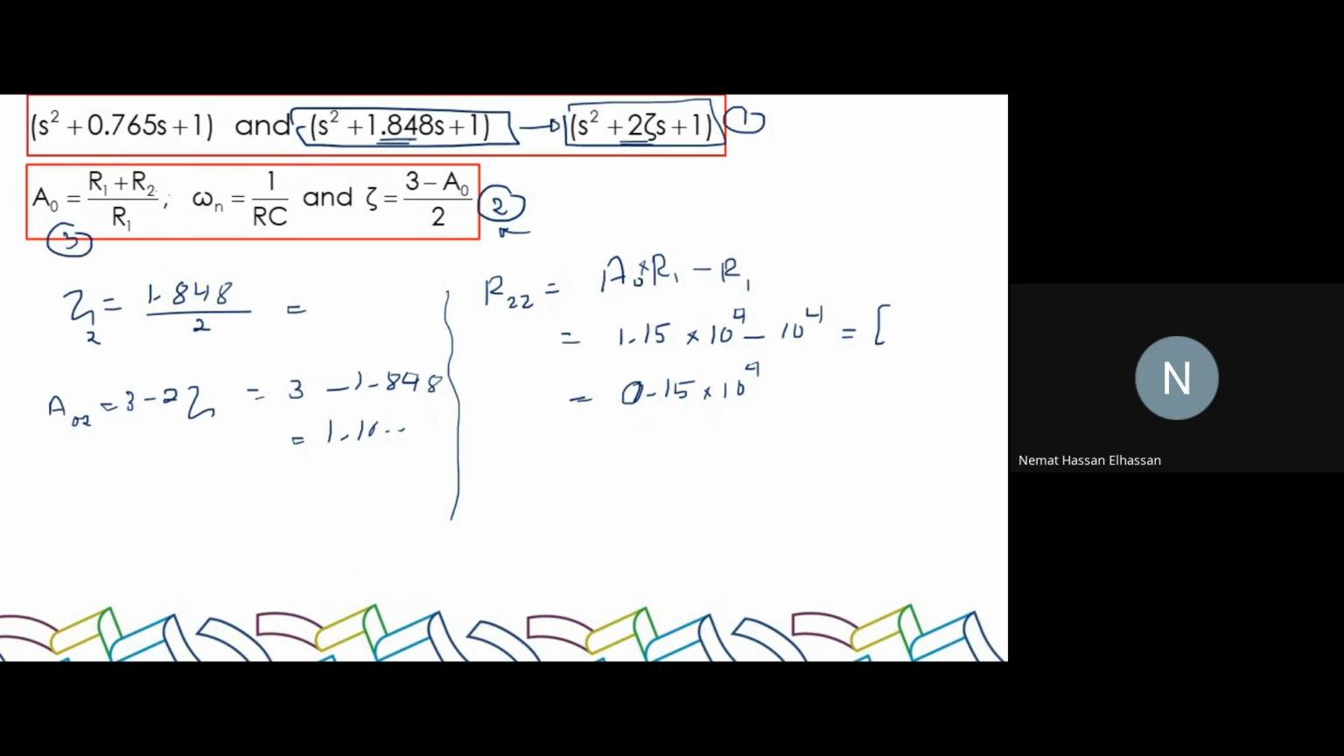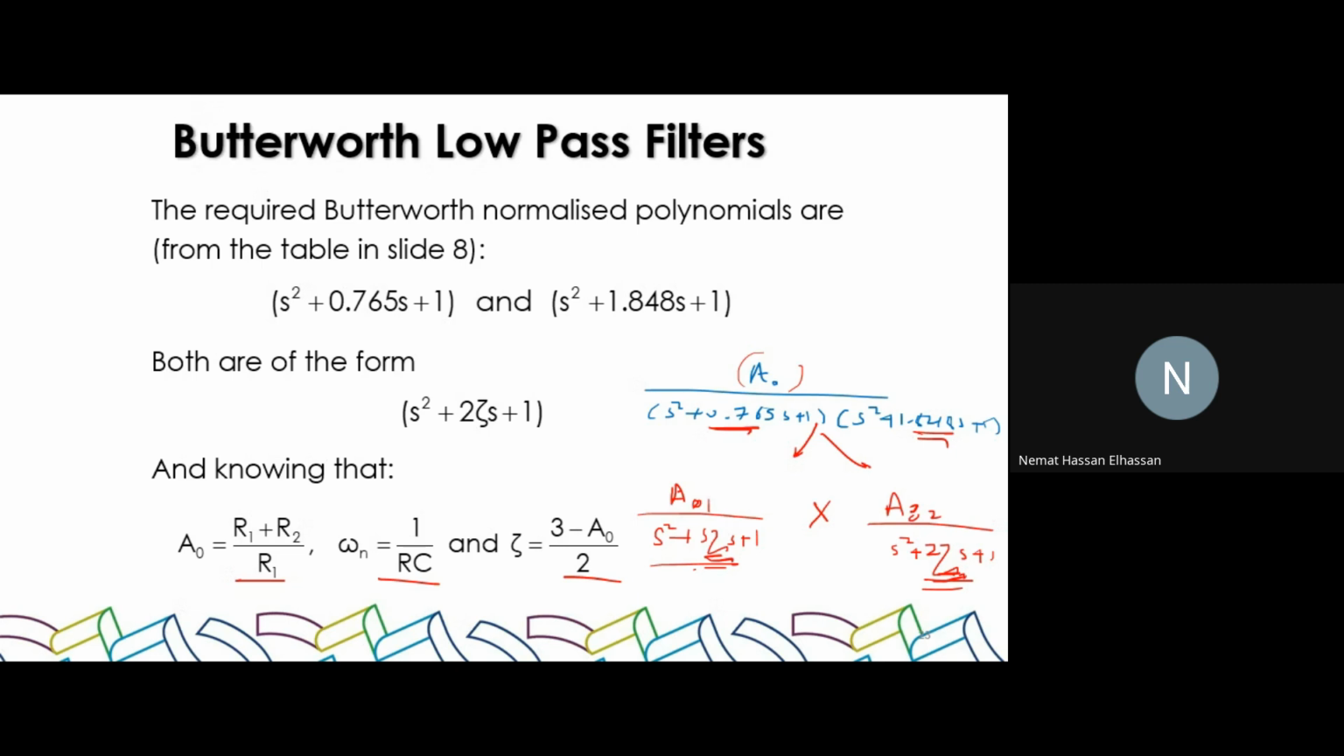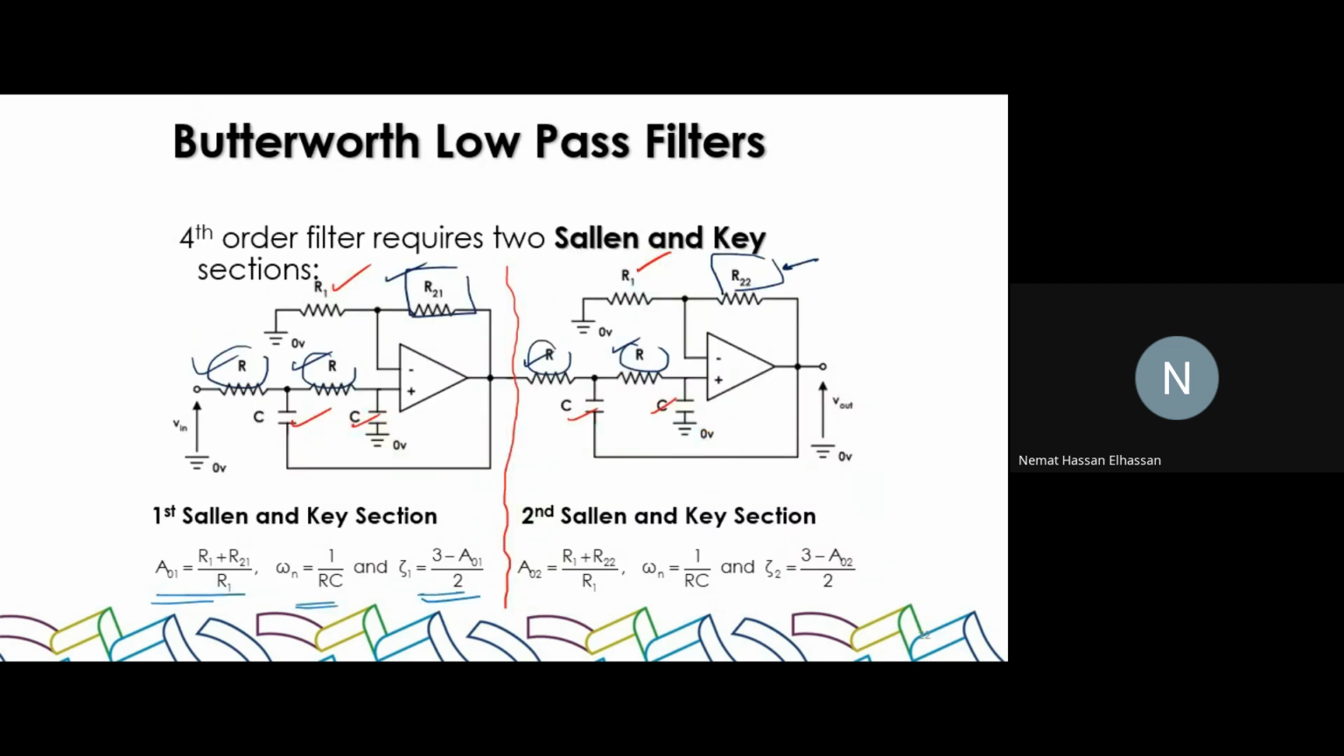10 to the power of 5 as a common factor, 1.15 minus 1 times 10 to the power of 4, okay? So now we know R22. So we have effectively calculated all the component values that we need to build this design, given the information that we have. Clear? Any questions up to here?